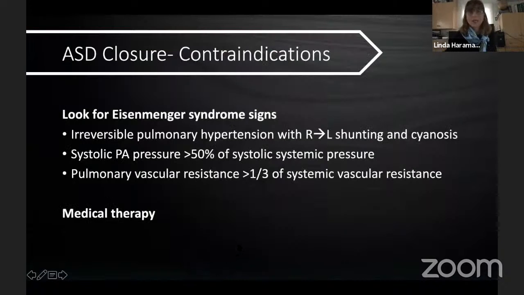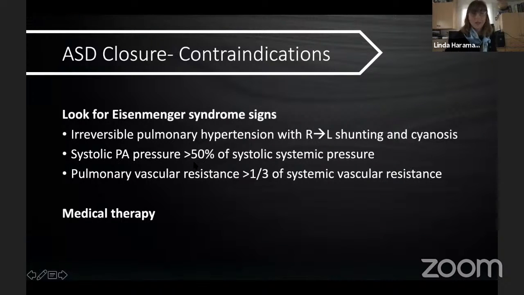So what are contraindications to closure? The main contraindication in general to closure is Eisenmenger syndrome, which is irreversible pulmonary hypertension. And these people have very elevated pulmonary vascular pressure with right to left shunting and cyanosis. And they may have clubbing.